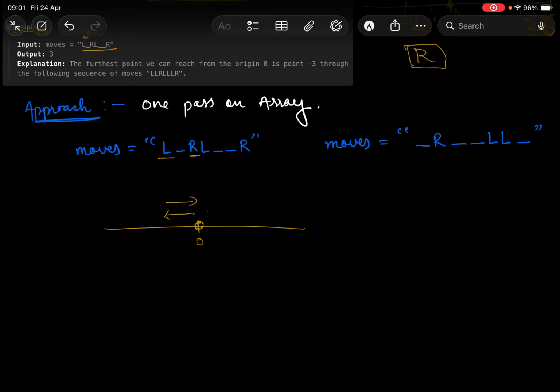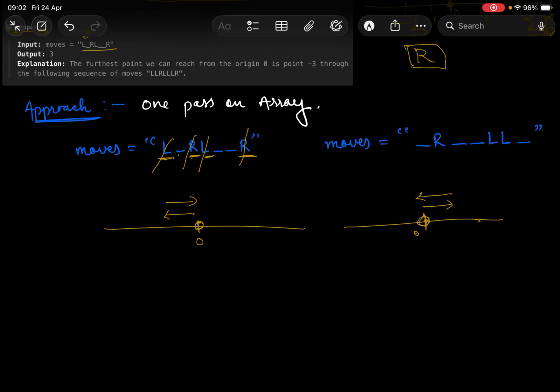Or instead, if I'm at 0, again I take one step right, one step left. It is again getting cancelled. I'm coming back to my 0. Okay, so what does this mean? This means that the number of lefts and rights, they will cancel themselves. So in this example, if you see L and R, there are two lefts and two rights. So one left will cancel one right, and the other left will cancel the other right.